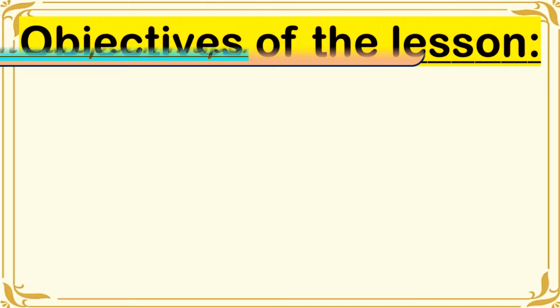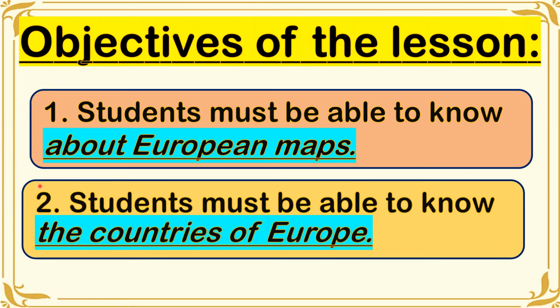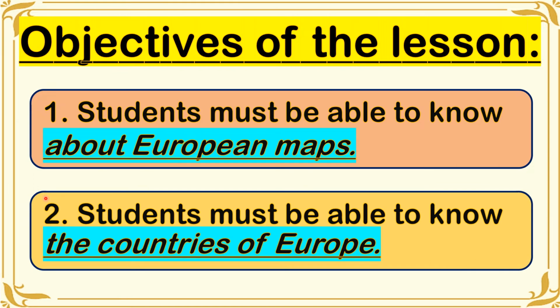The objectives of the lesson for today are the following. Number one, students must be able to know about European maps. And number two, students must be able to know the countries of Europe. At the end of this online discussion class, I hope that you will be able to differentiate the two European maps that we are going to study, and you are going to name some countries of the 50 countries of Europe.